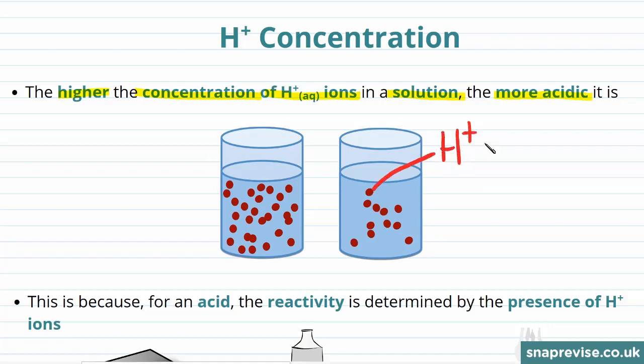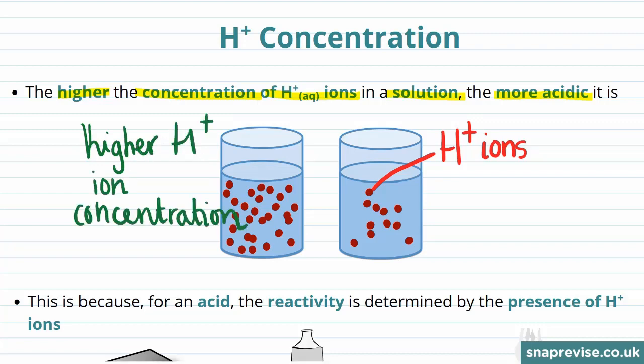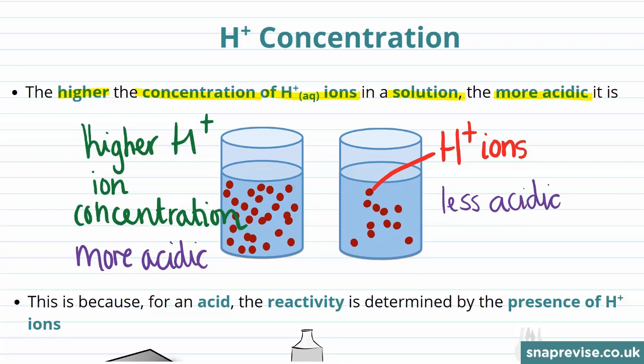So if we look at this diagram, and this time we use the red circles in order to represent H+ hydrogen ions, we can see that on the left-hand side we have a higher H+ ion concentration. As the higher the concentration of H+ ions in a solution, the more acidic it is. This left-hand side example with a higher H+ ion concentration will be more acidic than the solution on the right-hand side, which has a lower H+ ion concentration and is therefore less acidic.